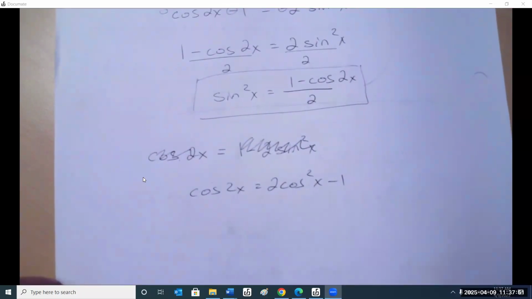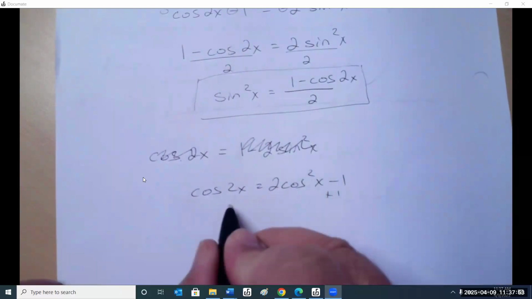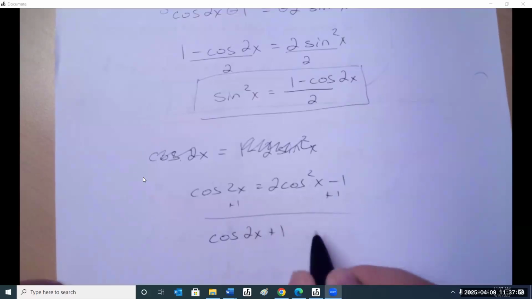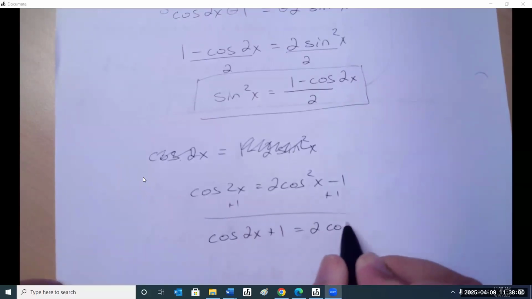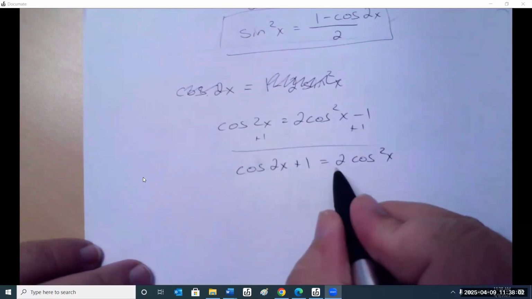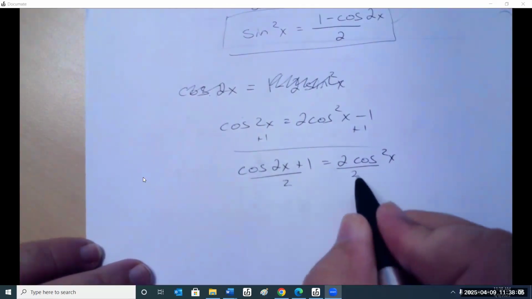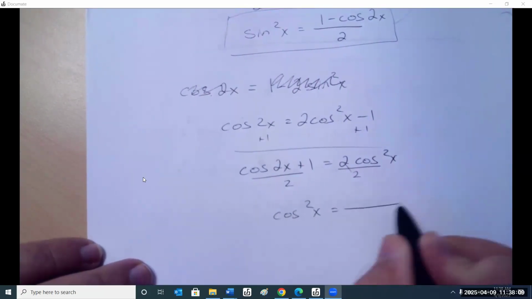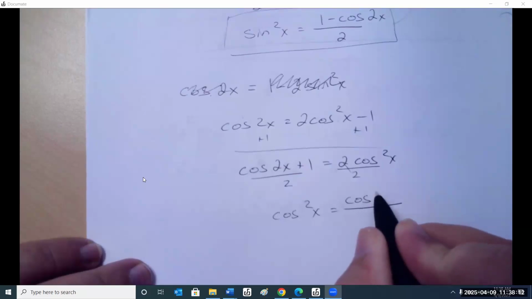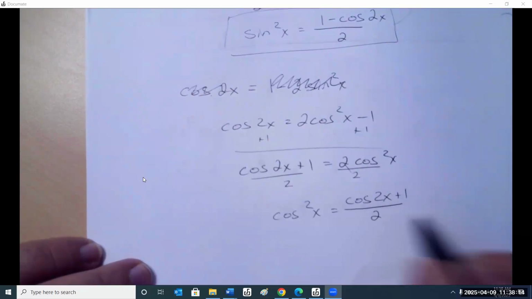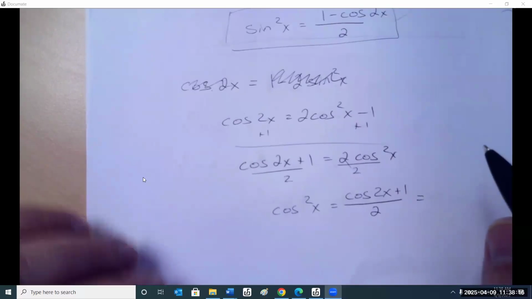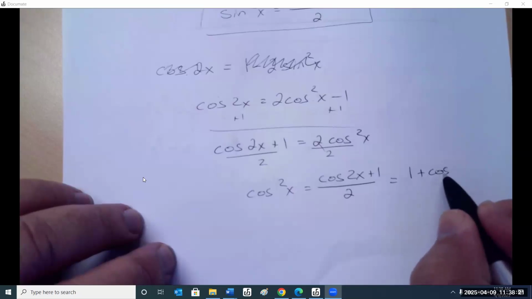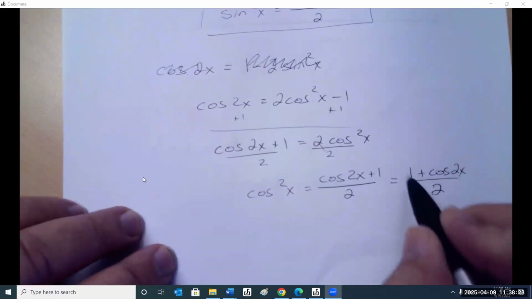Let's solve for cosine squared x. Add 1 to both sides. Divided by 2. So cosine squared x is equal to cosine 2x plus 1 over 2. So we could write it as 1 plus cosine 2x over 2.